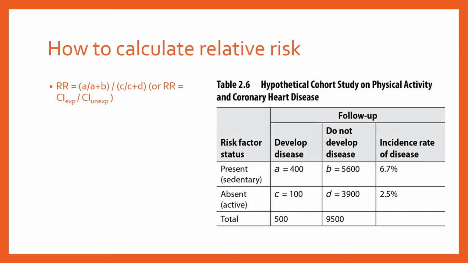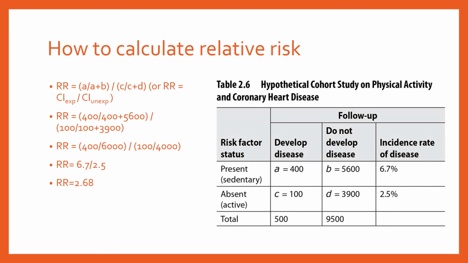Now let's talk about how to calculate it. Here's your 2x2 table. The formula is here on your screen: A over A plus B, over C over C plus D. Or another way to think about it is just the cumulative incidence in the exposed divided by the cumulative incidence in the unexposed. So if you use the A over A plus B formula, you do 400 divided by 400 plus 5600, over 100 divided by 100 plus 3900. All of that math comes out to 6.7 divided by 2.5.